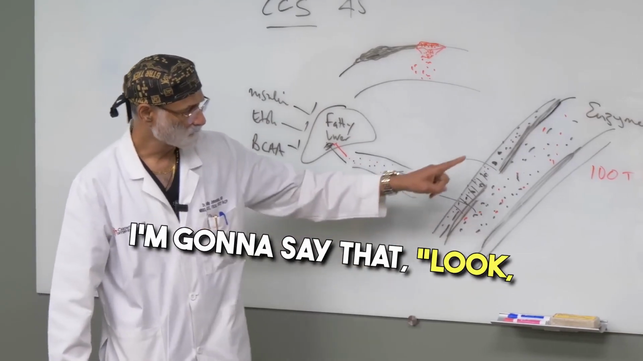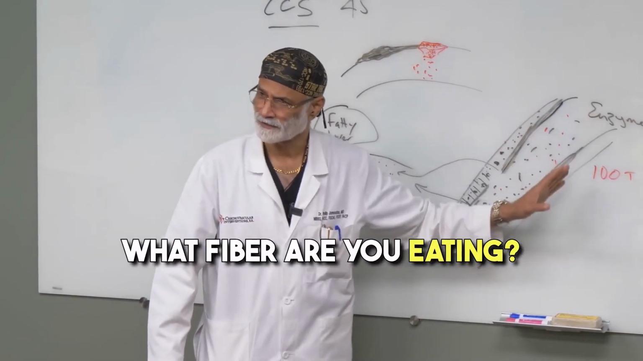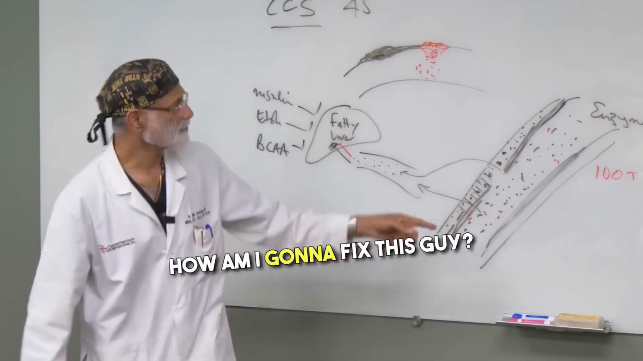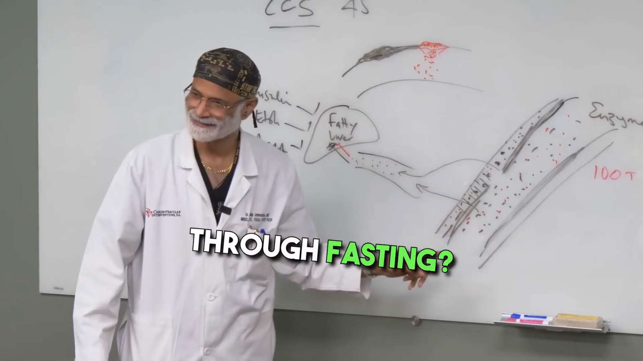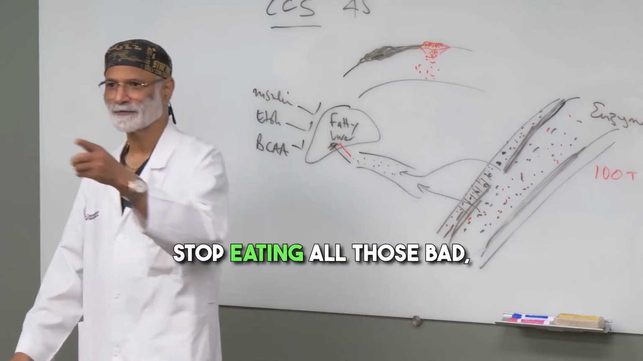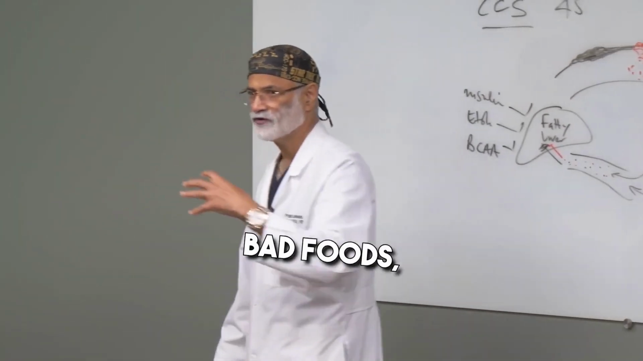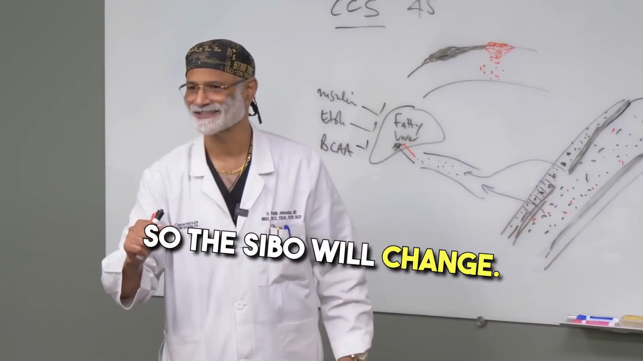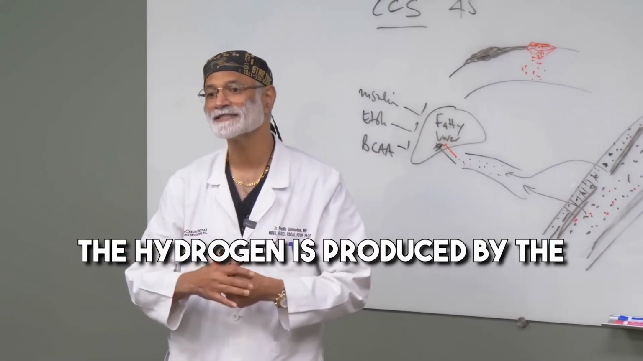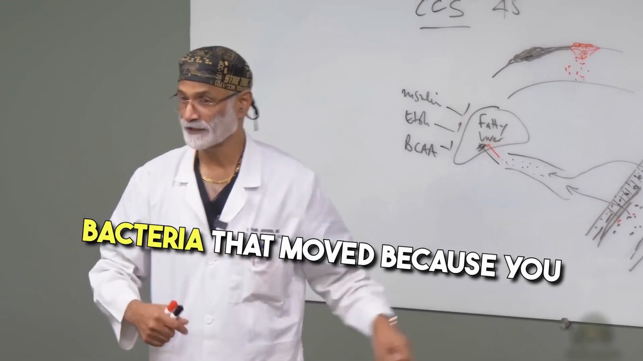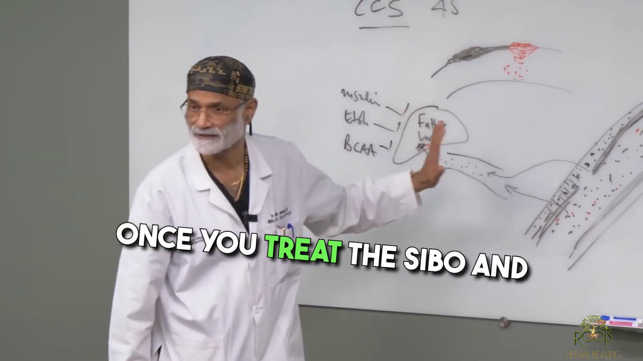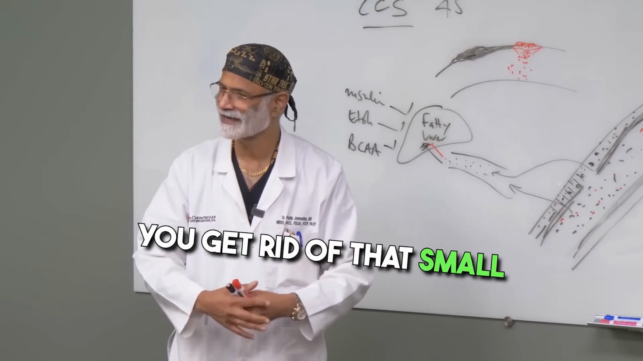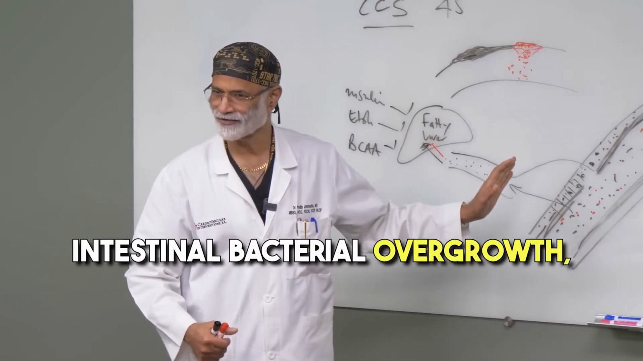I'm going to say, look, what are you eating? What fiber are you eating? How often? Now, why is it important for fasting? How am I going to fix this guy? Through fasting. Because when you fast and you stop eating all those bad foods, the bacterial population changes. So the SIBO will change. Because remember, the hydrogen is produced by the bacteria that moved because you didn't have them in the right place. Once you treat the SIBO, and it is treatable. It's a treatable condition. You get rid of that small intestinal bacterial overgrowth.